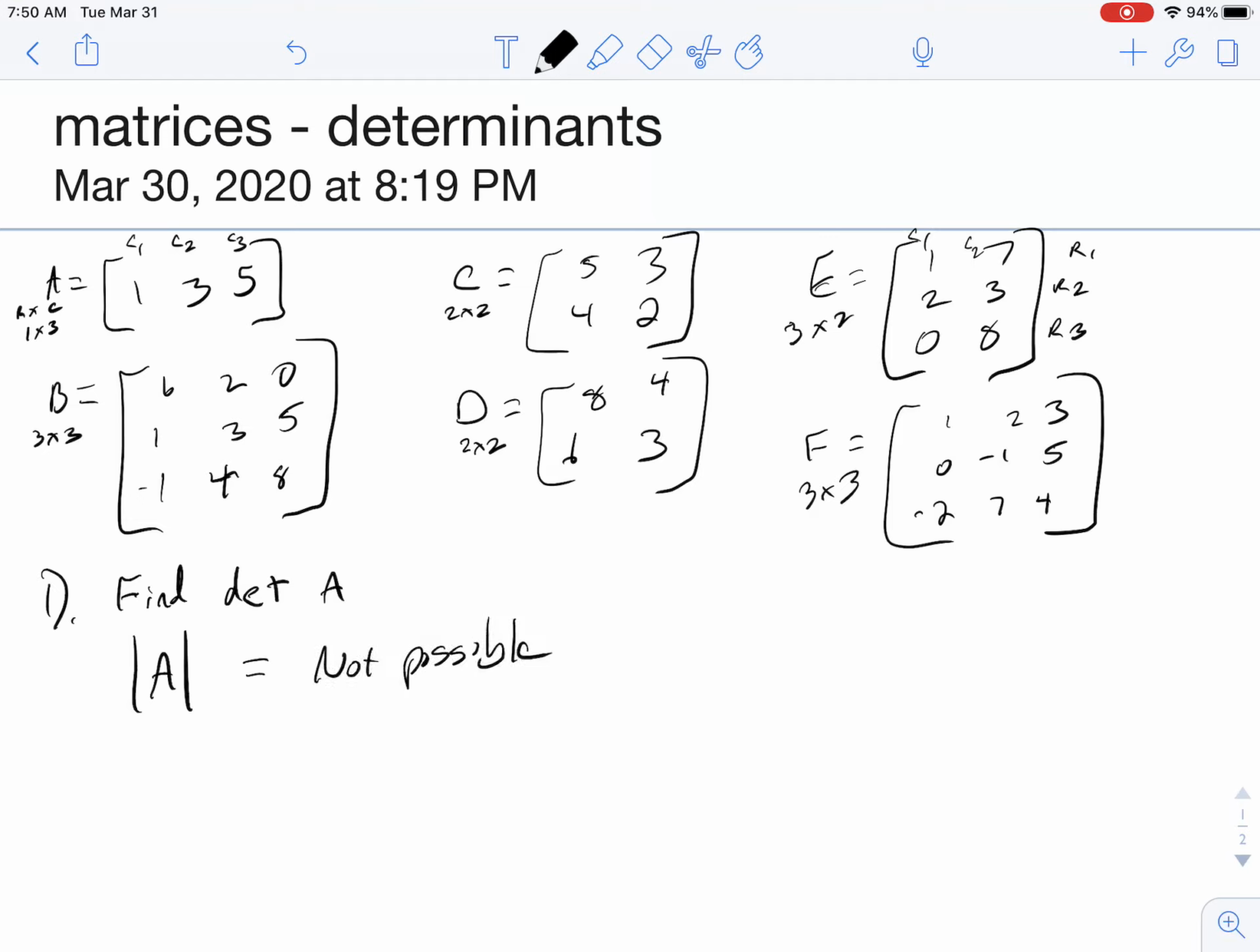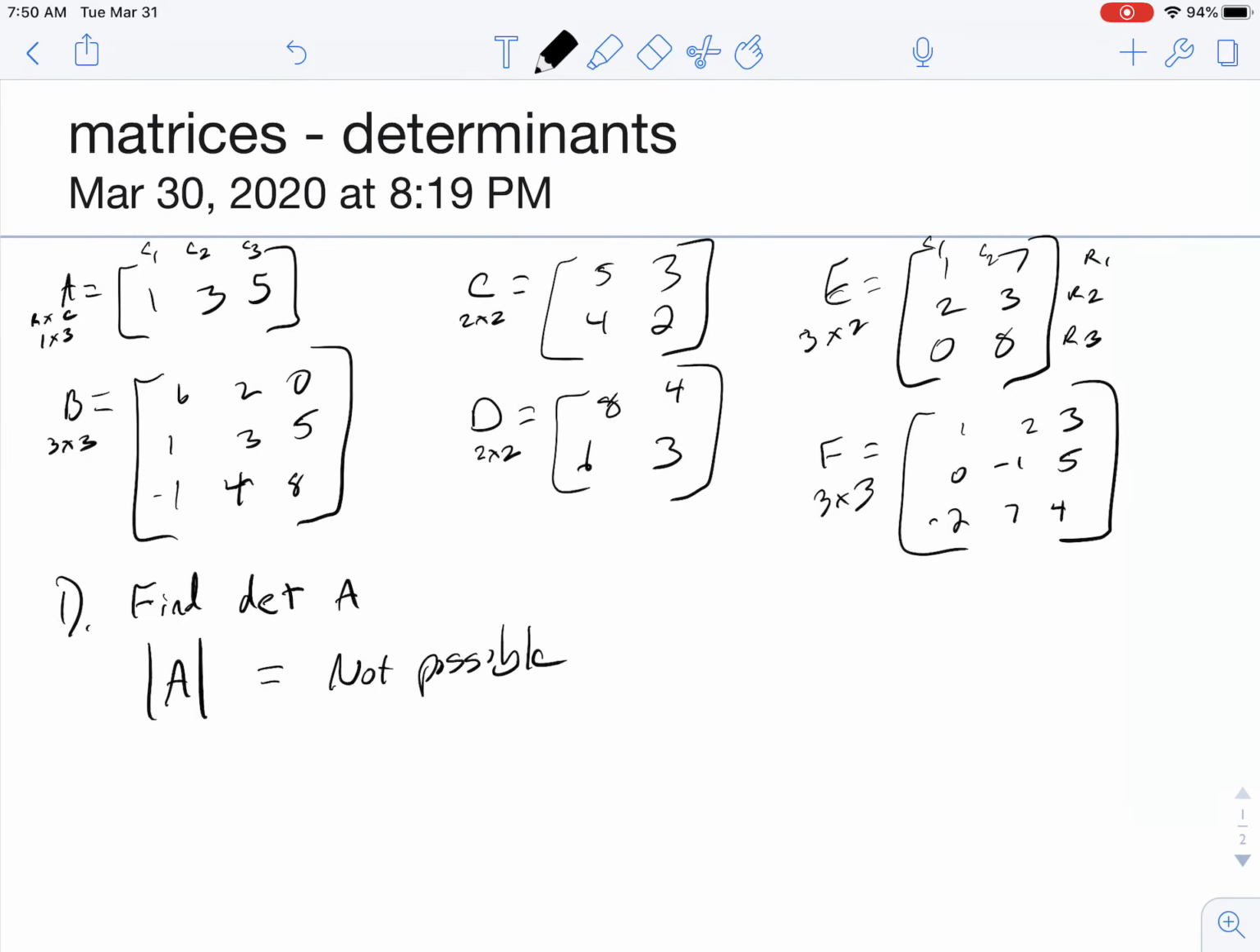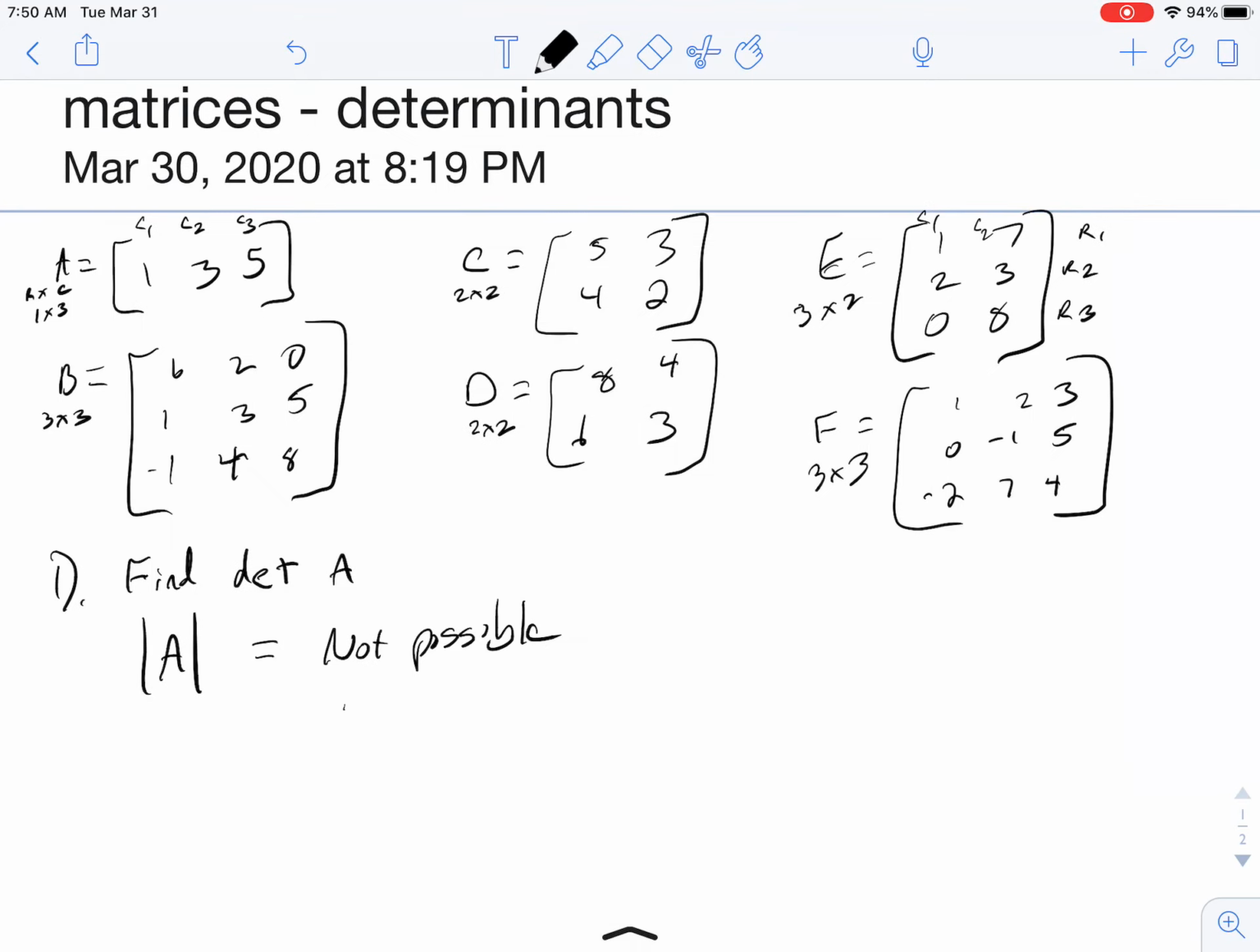One of the very things that you have to remember is, in order to find the determinant of a matrix, it must be a square matrix. A square matrix has the same number of rows and columns. So, number 1, to find the determinant of A, it's not possible. Why? Because matrix A is a 1 by 3 matrix. It's not a square matrix.